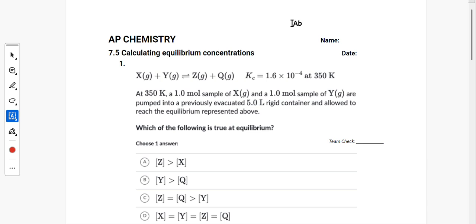Team, I'm going to give my best shot to give this information to you quick and easy, to help you tackle 7.5, the assignment here for it.